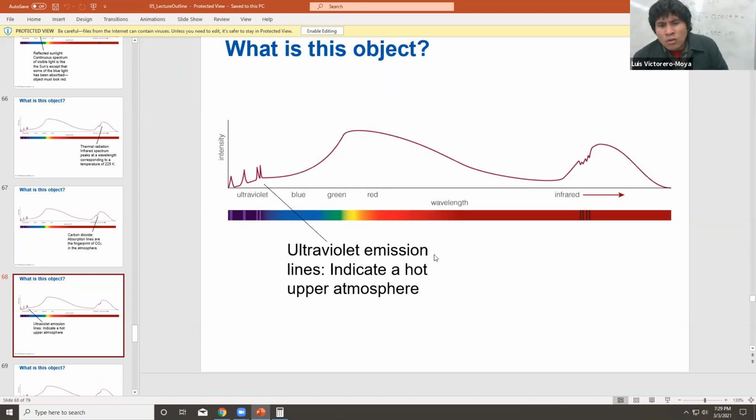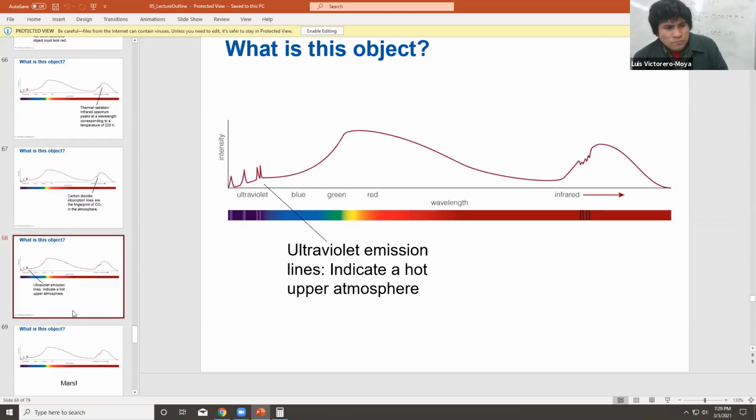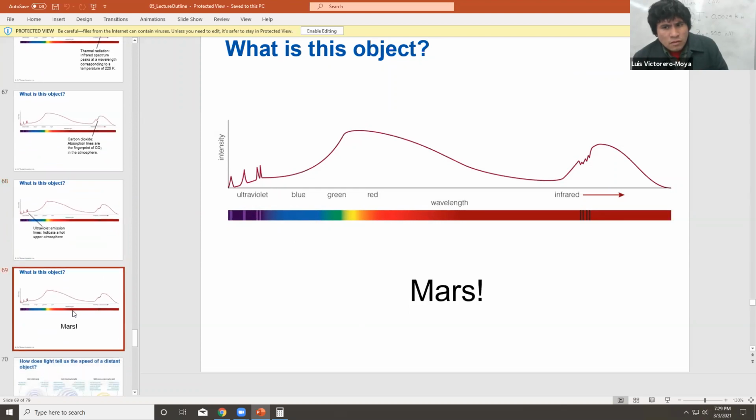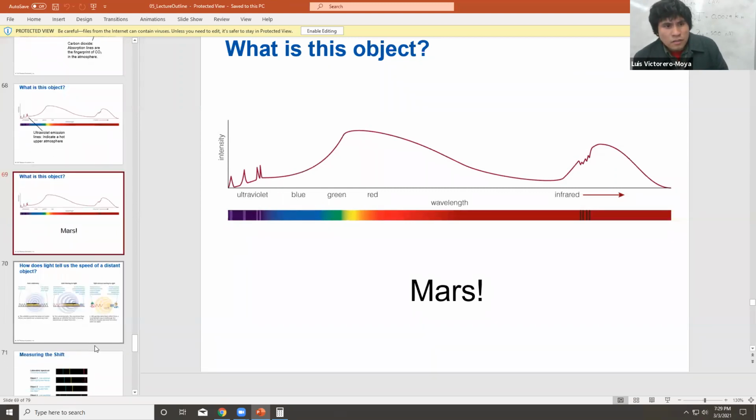Ultraviolet emission indicates a hot upper atmosphere. We will see that a lot from Venus, for example. Well, we can also see that from Mars. Ultraviolet, but mostly the carbon dioxide. Okay. This is important.